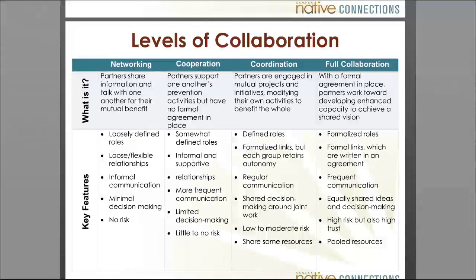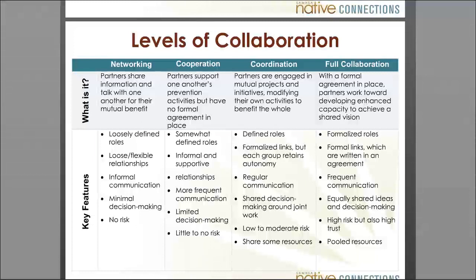When we're networking, you're sharing information and you're talking to one another. You usually see a lot of this at your community health fairs that you do, where you're talking to your participants. This is a lot of informal conversation and communication, but it also helps you identify who really wants to be involved in your programs.